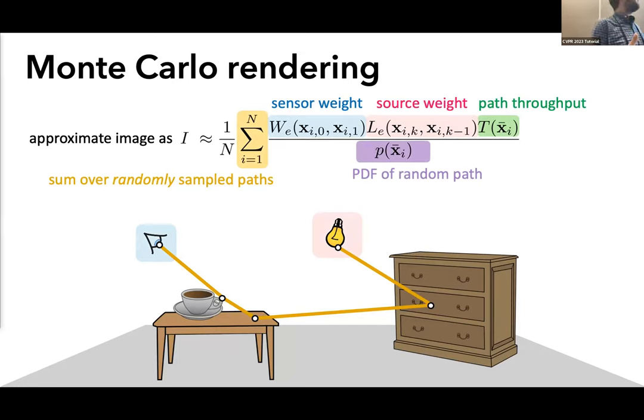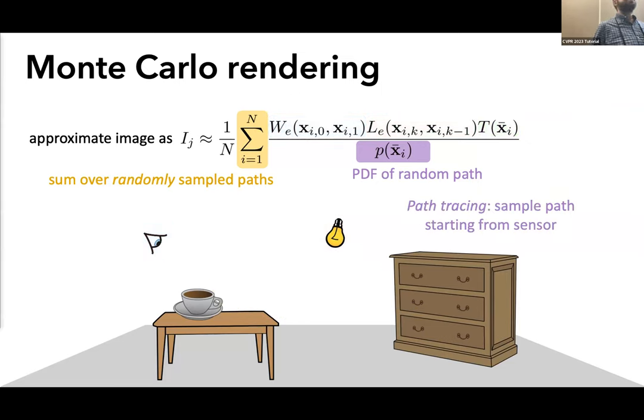Now, what is this PDF and where do these randomly sampled paths come from? Effectively, all of the algorithms that you may have heard of for physics-based rendering, like path tracing, bidirectional path tracing, Markov chain Monte Carlo, and so on, you can view them as ways to sample random paths like that. At a high level, path tracing says that I will sample paths starting from the sensor. I'll draw a ray from the sensor, hit some part in the scene, do a reflection, hit another part in the scene, do another reflection, and keep going until I reach a light source.